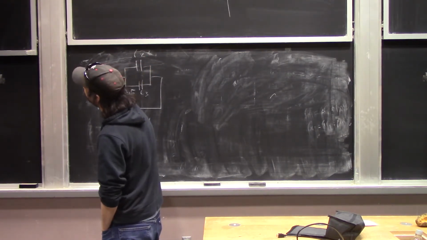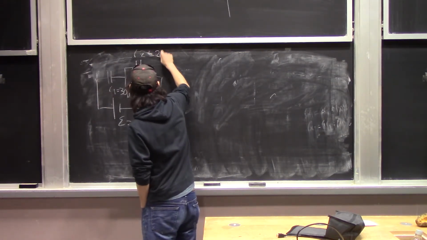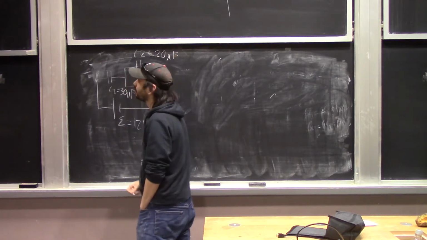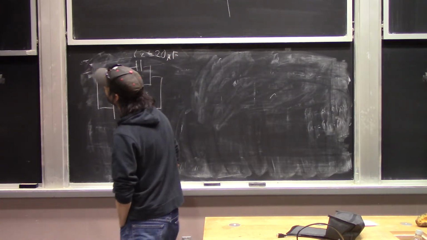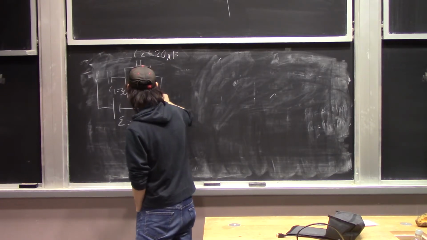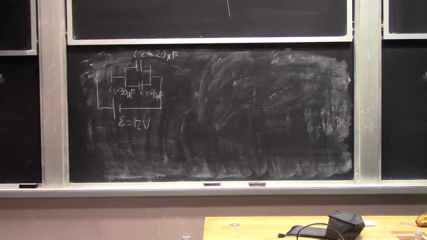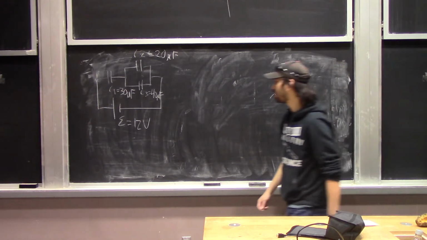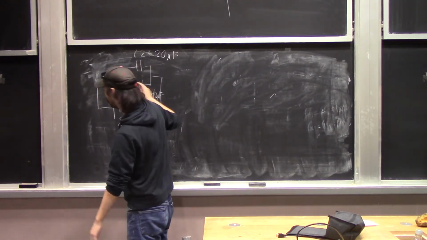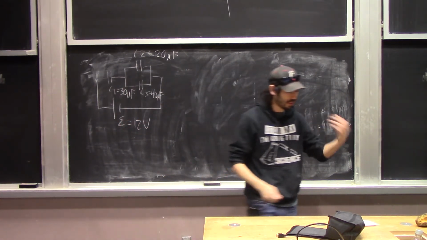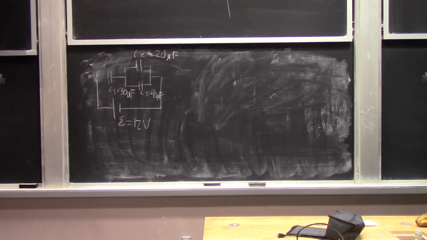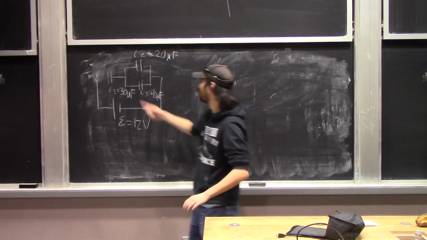C2 is equal to 20 microfarads, and C3 is going to be equal to 40 microfarads. So the first thing that it asks us to find here is the charge on C1. In order to do that, we can find the equivalent capacitance for the system. And when we find the equivalent capacitance, the charge on the equivalent capacitor is going to be equal to the charge on the capacitor C1.